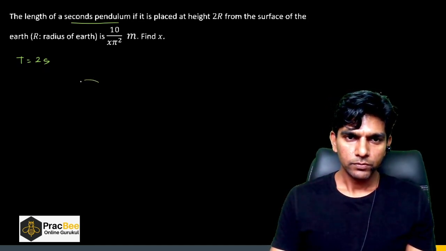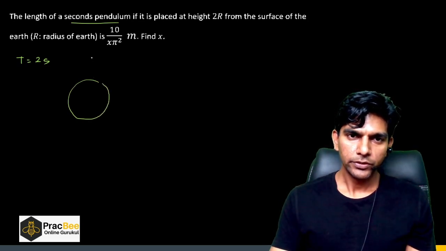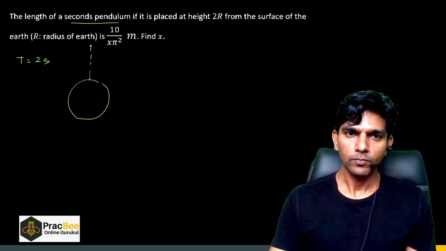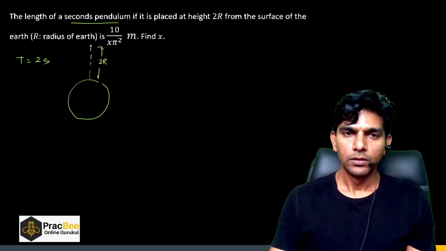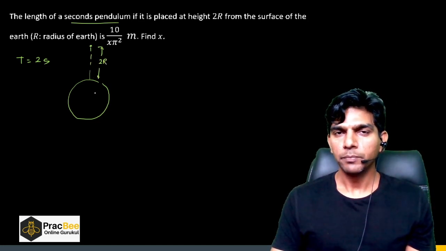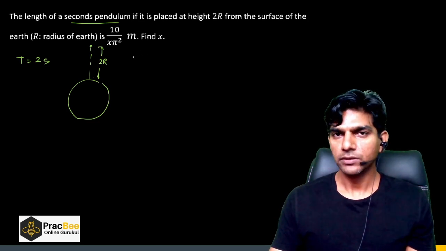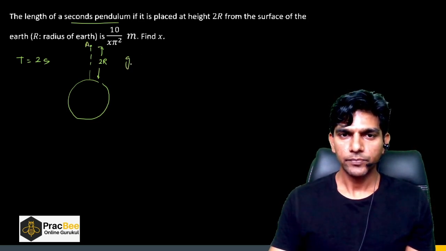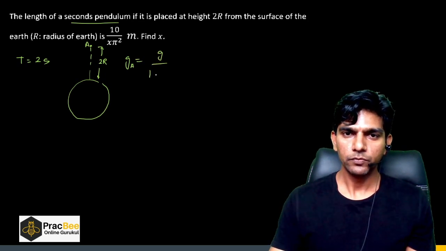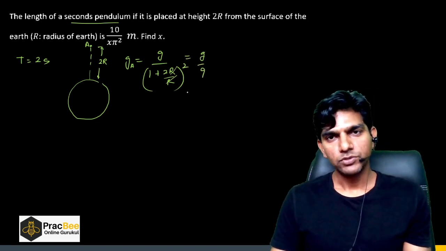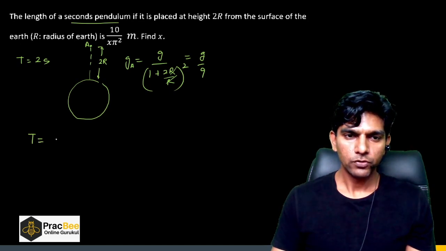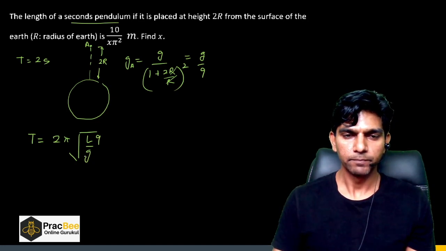So if we go to an altitude which is 2r, here this altitude is comparable to the radius of the earth, so we have to apply the general formula. At this altitude, the acceleration due to gravity will be g upon (1 plus 2r by r) whole square, so it will be g by 9. So the effective g will be g by 9, and we can apply the time period formula, 2 pi root L by g, with g by 9. And this time is given as 2.